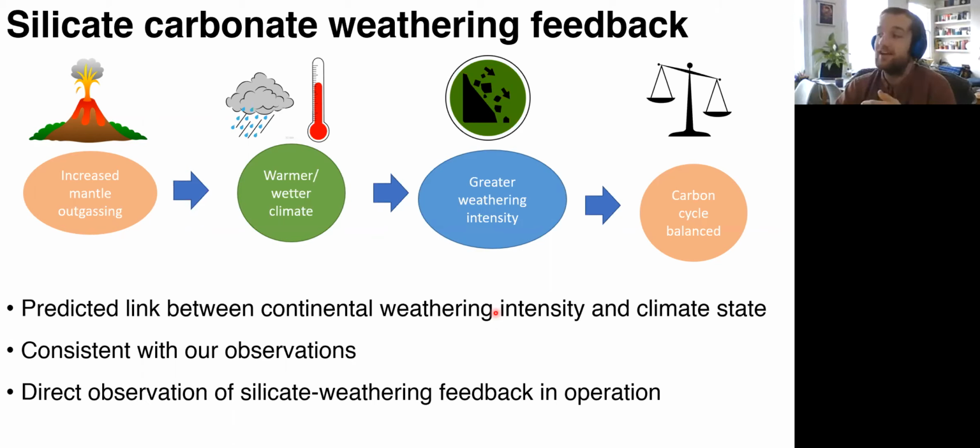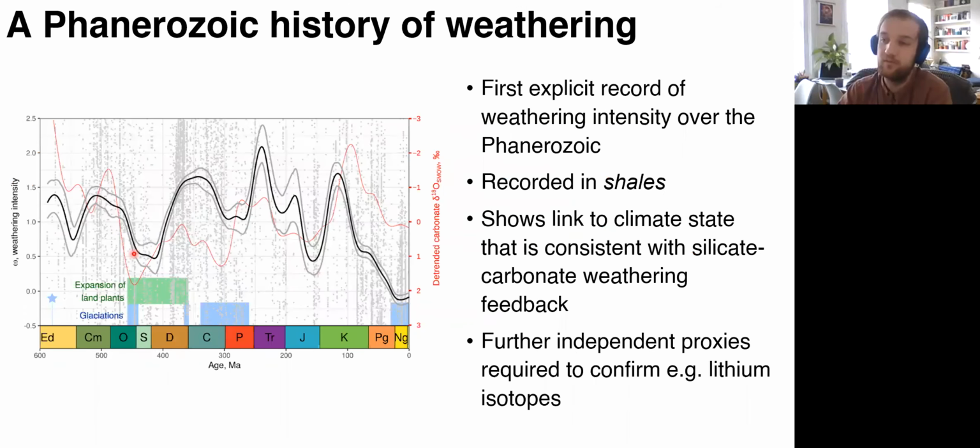So we'd expect to see greater weathering intensity with warmer, wetter climates and a lower weathering intensity during periods of cooler climates. And that's basically what we observed. So we see lower intensity, this low black line, coincides with heavy oxygen isotopes and glaciations. So we've got low weathering intensity, cool climate, glaciers. That's pretty consistent with the observations we'd expect to see if the silicate carbonate weathering feedback is in operation.